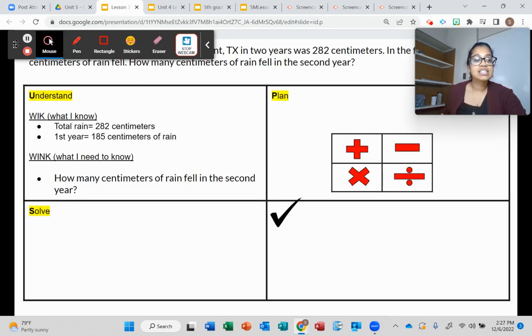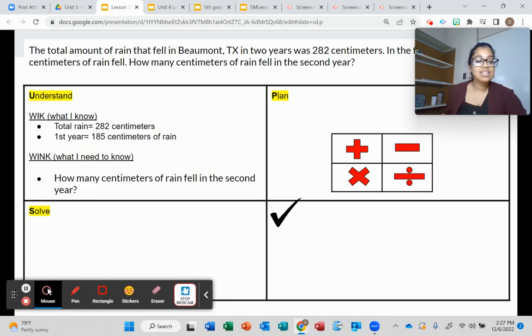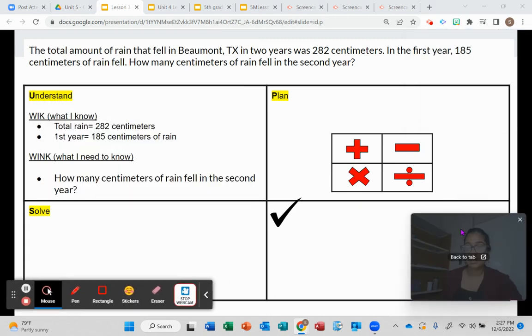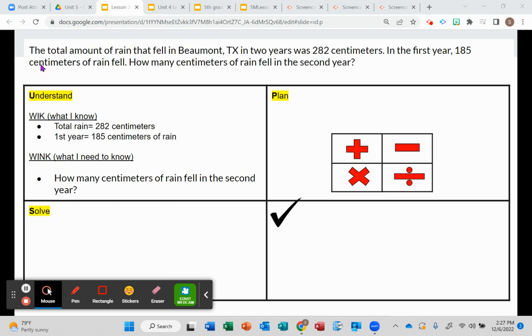So our word problem for today is asking, and I'm actually going to go ahead and X my face out. So our word problem for today says the total amount of rain that fell in Beaumont, Texas in 2 years was 282 centimeters. In the first year, 185 centimeters of rain fell. How many centimeters of rain fell in the second year?